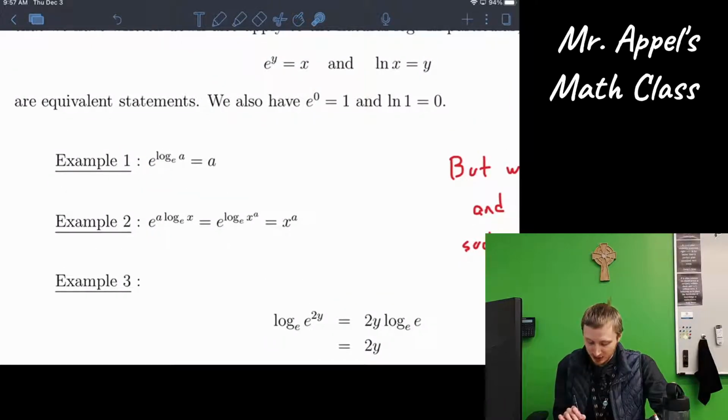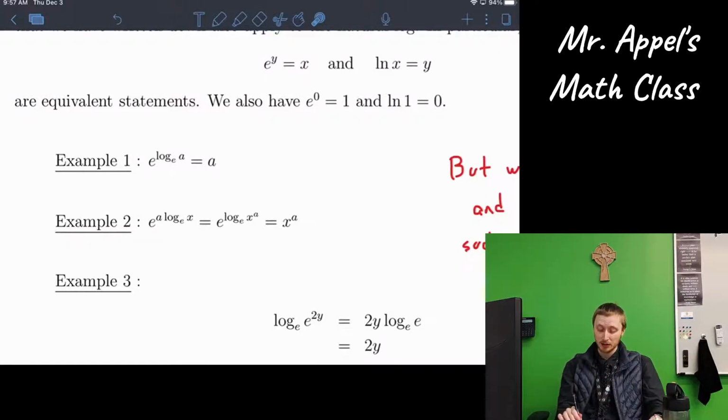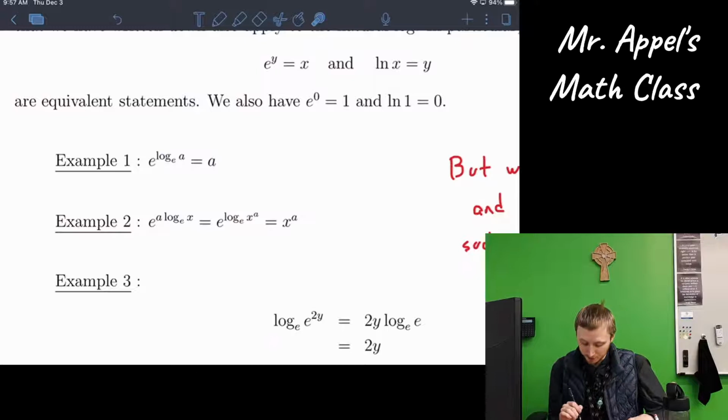Just because we have an e there, we've got an e as our base. In the exponent itself is a log, also base e. You could have written this as ln of a. And so those operations undo each other. The exponent on the e is the log with the same base. It turns it back into a, right? Just like multiplying and dividing.